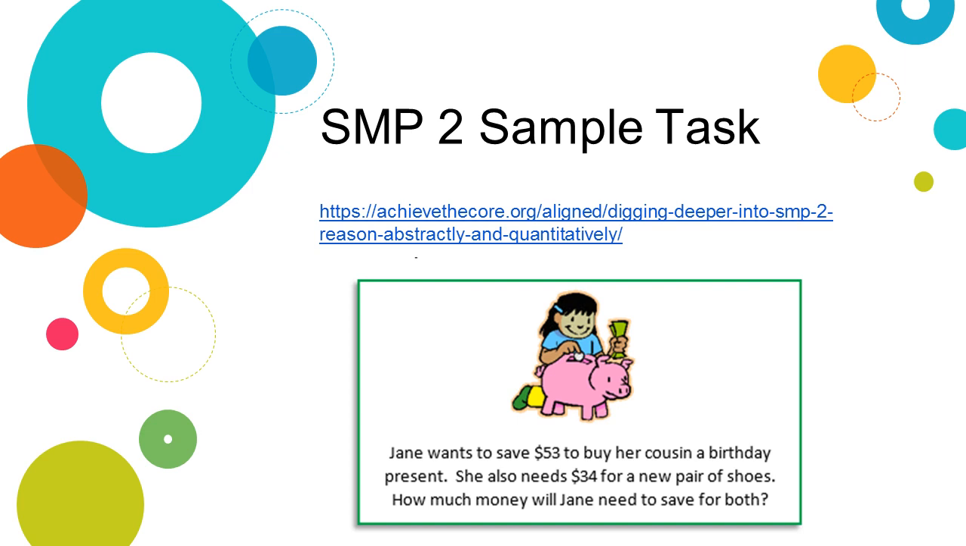So you can see from my example, it's a grade 2 example. Students need to decontextualize the problem to write 53 plus 34 equals a blank, showing that abstract reasoning. Then they also need to attend to the fact that the result they get, 87, is actually $87.